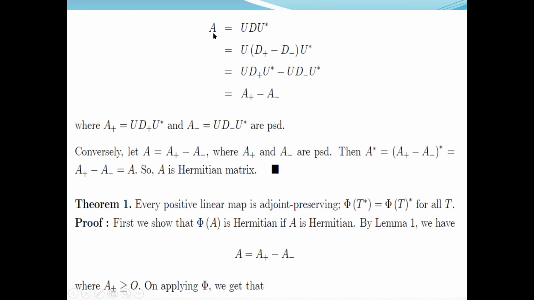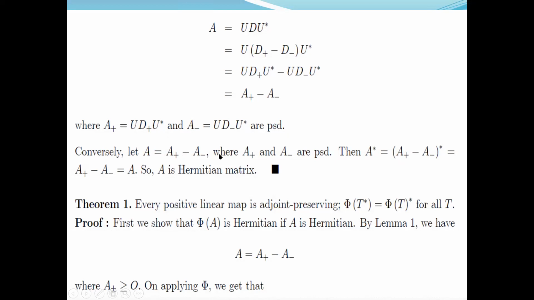So now A is equal to U D U star. We are writing D as D plus minus D minus. And what is this? This is just A plus, and this is A minus. So these are positive semi-definite matrices.